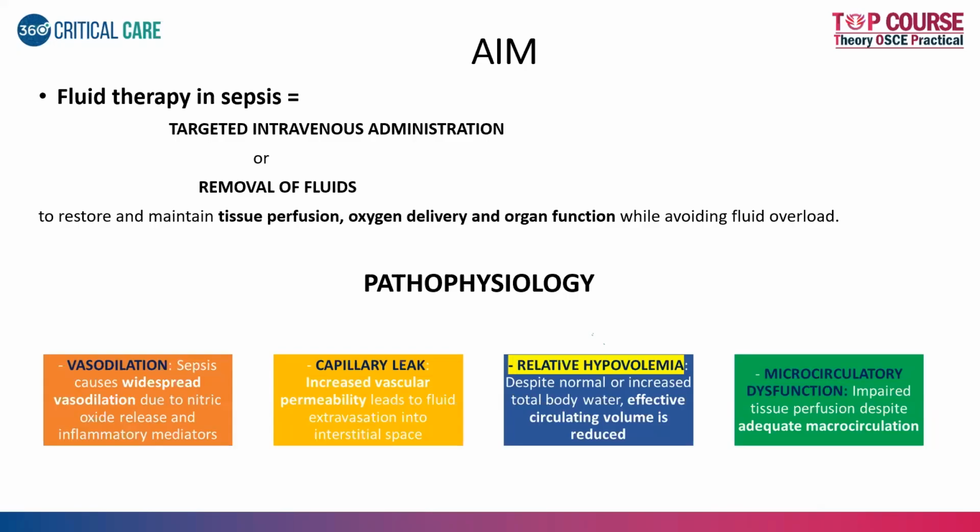Okay, so the pathophysiology usually would be like initially there will be a state of vasodilation caused because of inflammatory markers and release of nitric oxide. Majorly because of inflammatory markers, there will be endothelial damage, there will be capillary leak, and extravasation of fluid into the interstitial space. Because of this, there will be decreased intravascular volume that leads to relative hypovolemia initially, and because of decreased intravascular volume there will be microcirculatory dysfunction leading to organ impairment or organ damage. Okay, so this is usually what happens in sepsis.